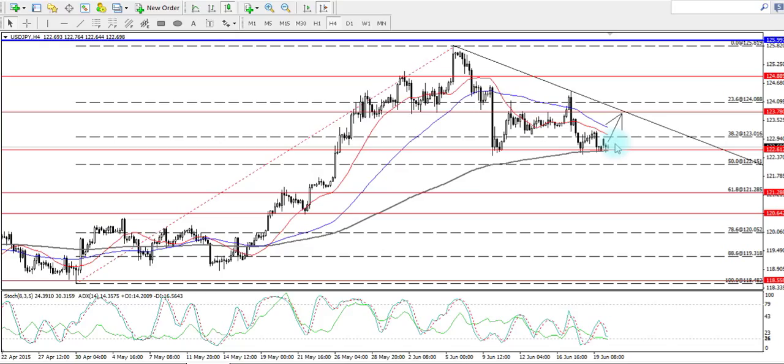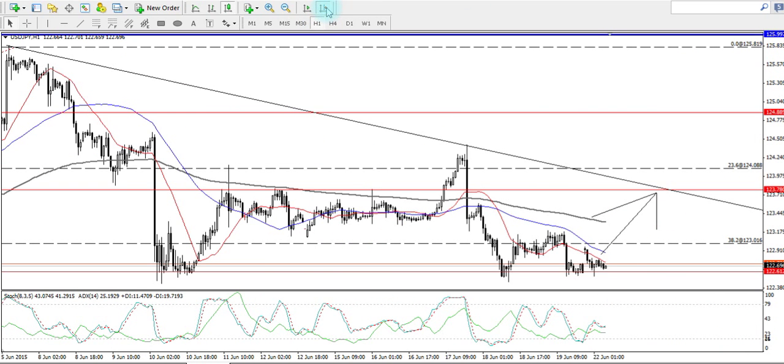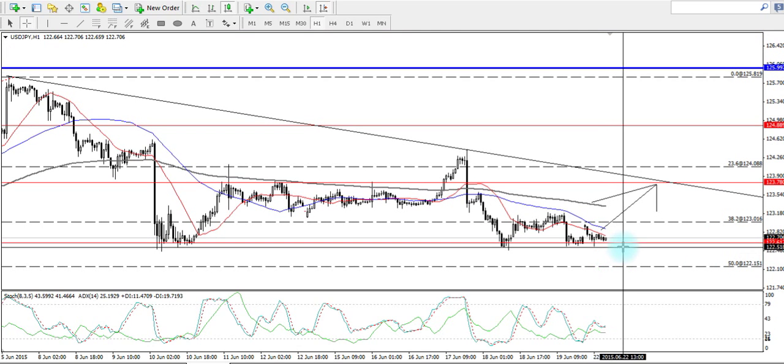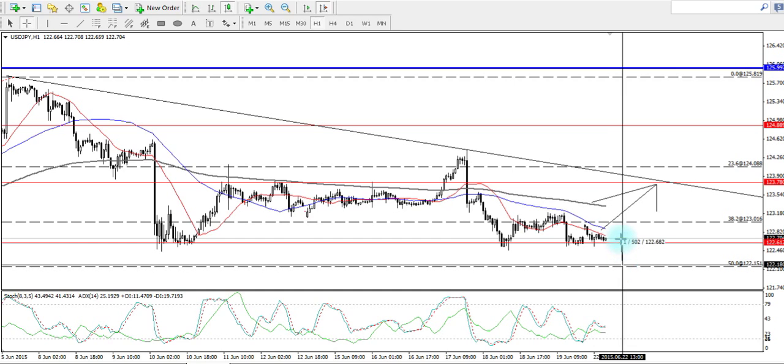122.61, and of course being supported at the 200 moving average as well. So we are actually expecting a rebound from that level again. So this could be a good chance to go for a long. You may want to set your stop loss somewhere at the price of 122.25, which is taking a risk of about 50 pips.